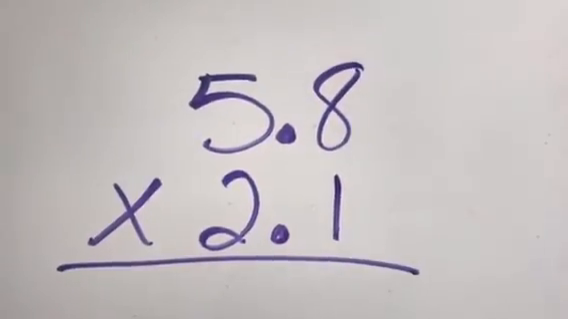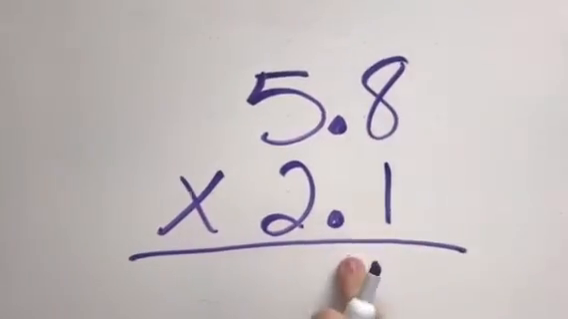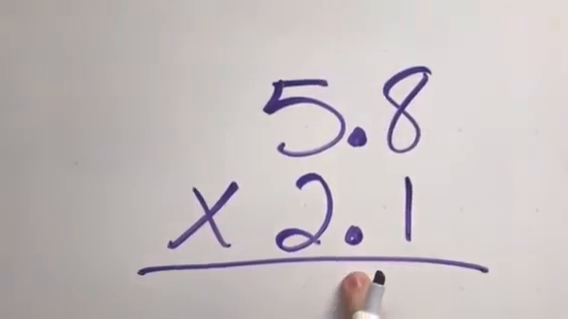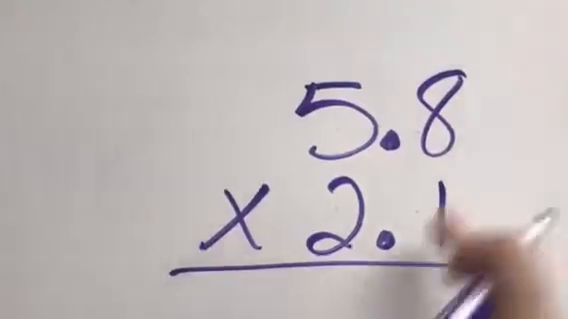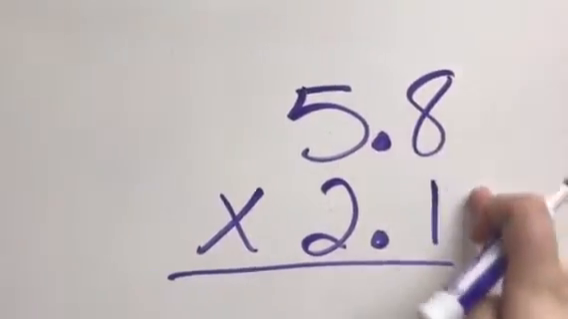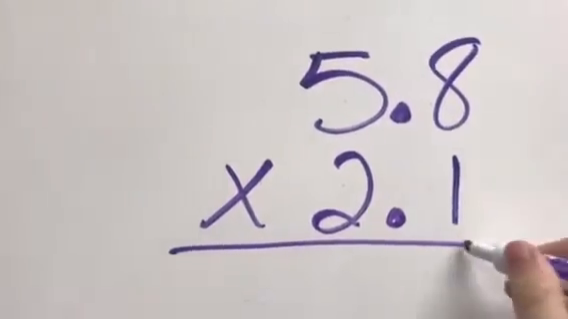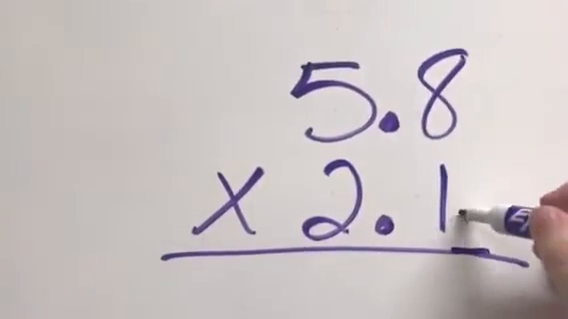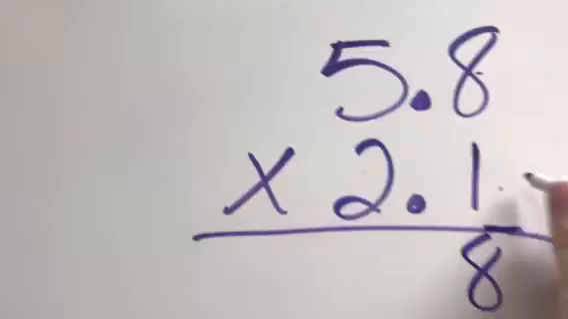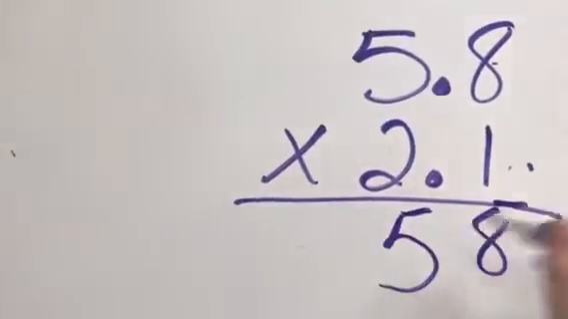Multiplying decimals is a little different. You don't have to necessarily line up the decimal places like you do in addition. You just line up your farthest right hand place value right here. You line that up, and you multiply it like you would a regular number. So we're going to multiply 1 times 8 is 8. 1 times 5 is 5.